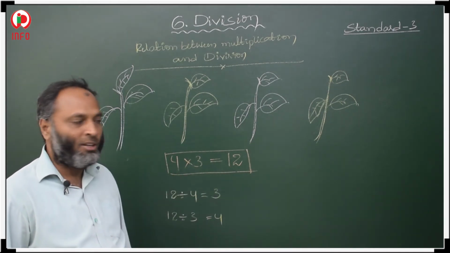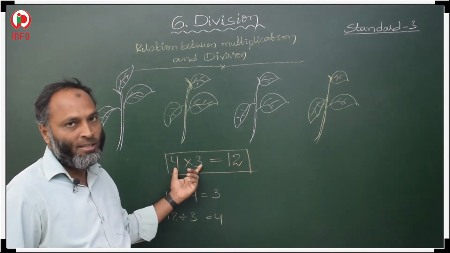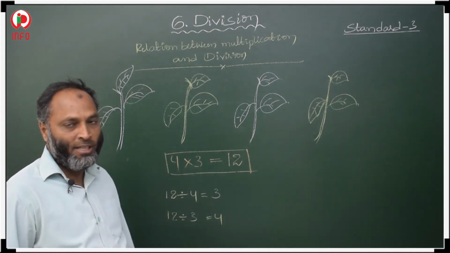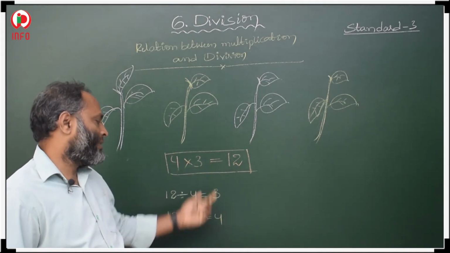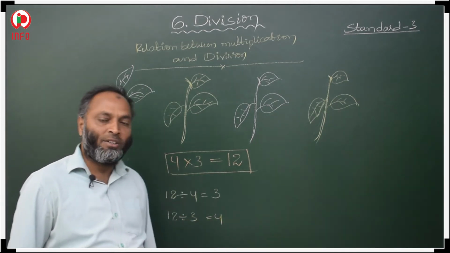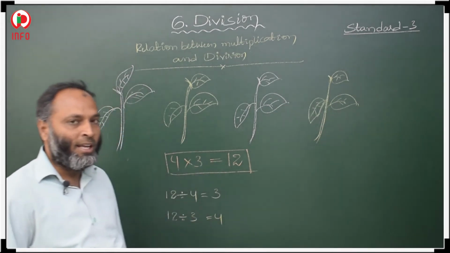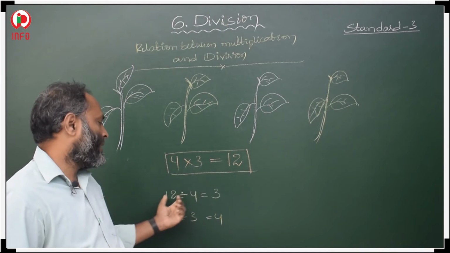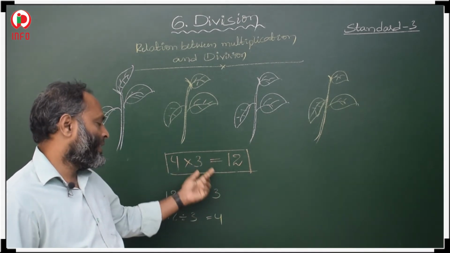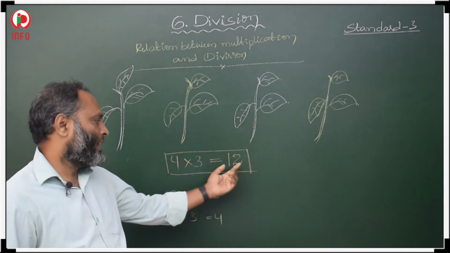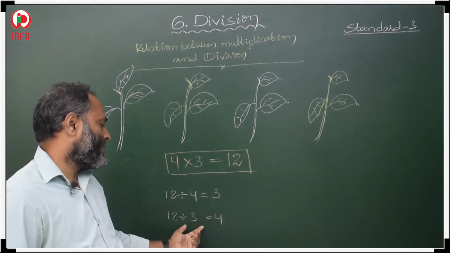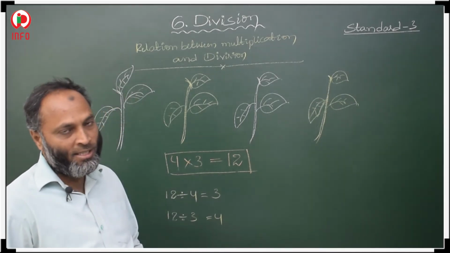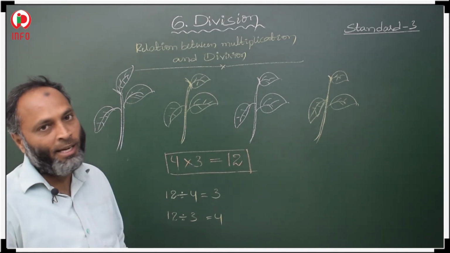Okay. These two are the factors of 12. If 12 is divided by the first factor, then you will get the second factor as your quotient. If 12 is divided by the second factor, then you will get the first factor as your quotient. So, this is the relation between multiplication and division.